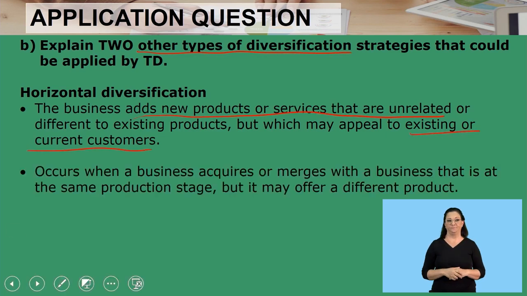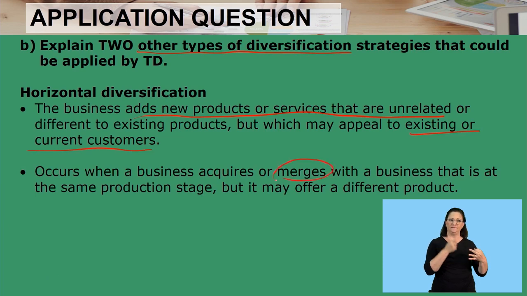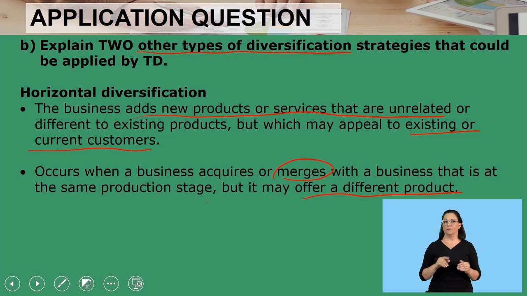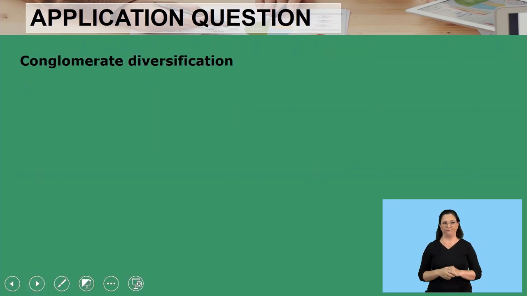It occurs when a business acquires or merges with a business that is at the same production stage, but it may offer a different product. So you are selling in a product line maybe, but yet you are now venturing into something else that is totally different, but it's going to be appealing to the same customers that you are having. So that is your horizontal diversification.